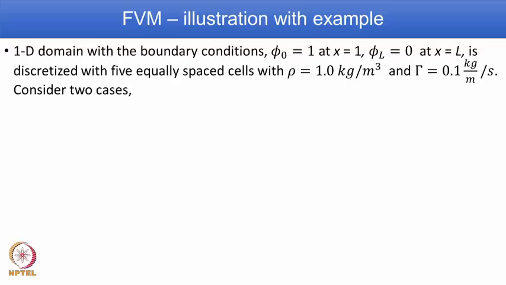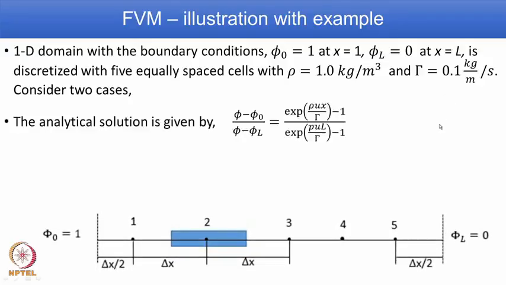Now, let us get some more explanation. A 1D domain with the boundary conditions phi at 0 equal to 1 and phi at x equal to L equal to 0 is now discretized with 5 equally spaced cells. For the problem defined, rho is taken to be 1.0 kg per meter cube and gamma is taken to be 0.1 kg meter per second. Let us take two cases, and this is the domain.